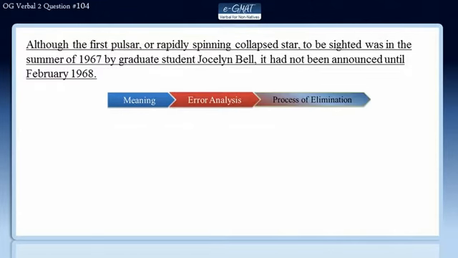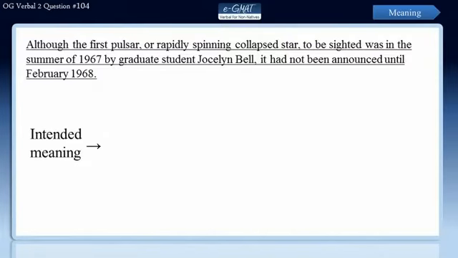So let's begin. Although the first pulsar or rapidly spinning collapsed star to be sighted was in the summer of 1967 by graduate student Jocelyn Bell, it had not been announced until February 1968. Well, the way this sentence has been written, the meaning is not very clear here. So let us infer the intended meaning of the sentence first.